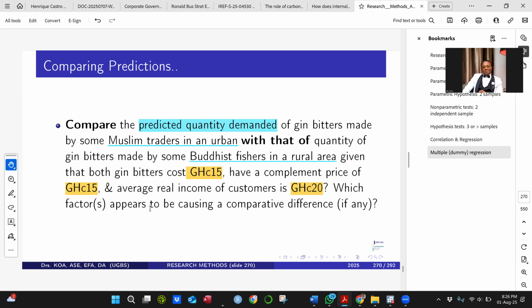Which factor or factors appear to be causing the difference, in case there's a difference? How will you handle this? The first thing you need to do is to write your equation down. Write your regression equation down. Ladies and gentlemen, who can tell us the regression equation? Because I told you all to write the regression equation when I was giving it to you. Who can tell us or write the regression equation verbatim for us?